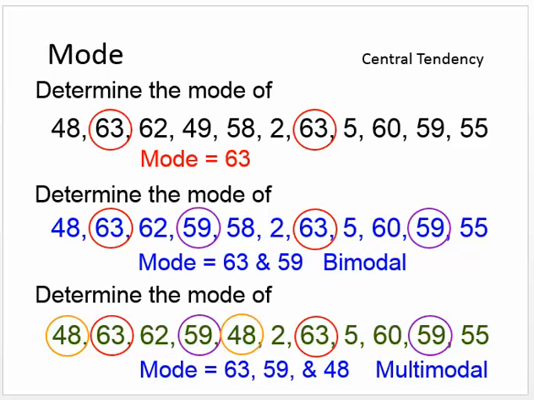Okay, here are some other examples of mode. The first one they give us has just one mode. The second example is what we call bimodal, because it's got two modes, 63 and 59 both occur twice. And then the last one, because it has 63, 59, and 48, is what we call multimodal, because it's got multiple modes, more than just one, more than just two.